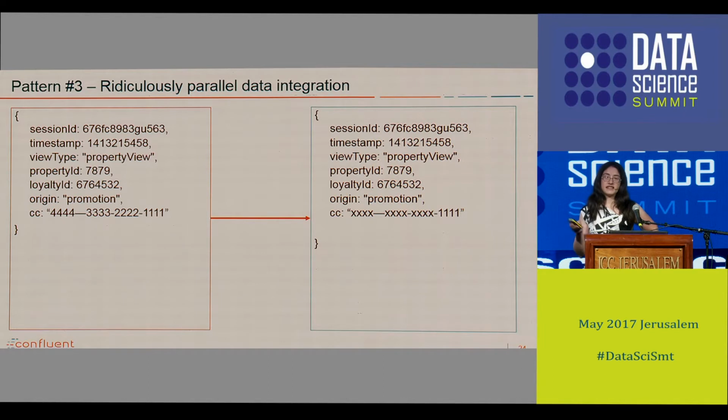Ridiculously parallel data integration. It's the insight that huge parts of data integration problems can be done on single events. There are no joins, there are no aggregations. They can be done by just looking at one event at a time. And that can be massively parallelized, right? Because if you have 1 million events, in theory, you can have 1 million processes doing it completely in parallel. The example here is that you're replacing a credit card with something, but you have a lot of examples of stuff that you just need one event in order to figure out. Unit conversion, filtering, all this kind of stuff.